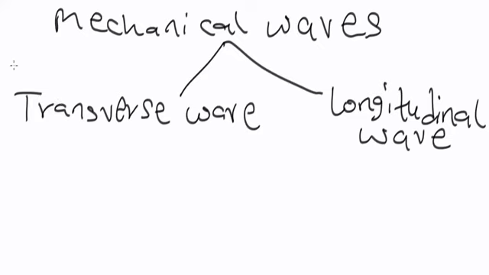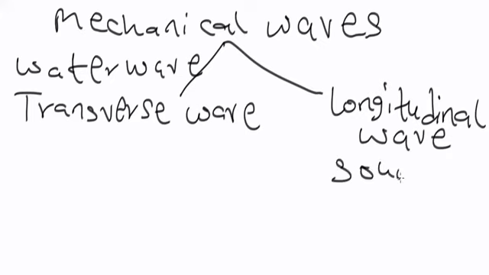Alright, an example of a transverse wave is a water wave. Also note that all electromagnetic waves we looked at earlier are classified as transverse waves, which include radio waves, light waves, X-rays, ultraviolet waves, the rest of them. Whereas a typical example of a longitudinal wave is the sound wave. We also have a wave on a string.